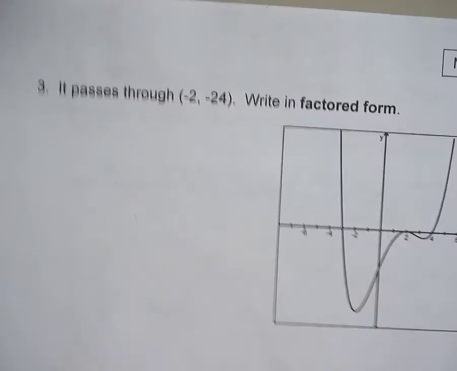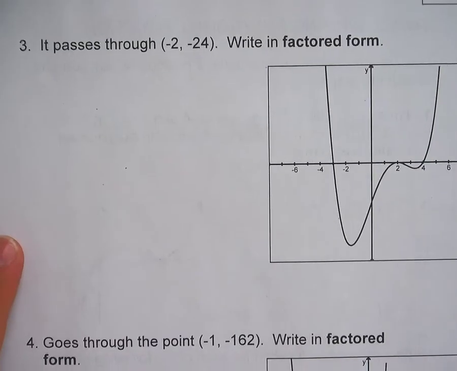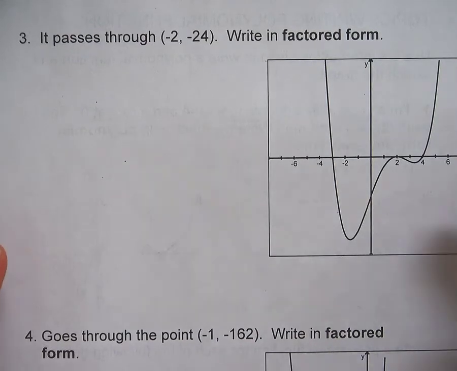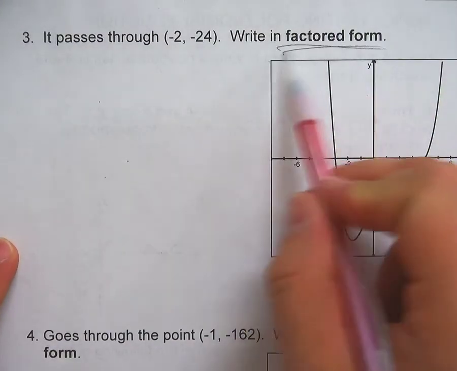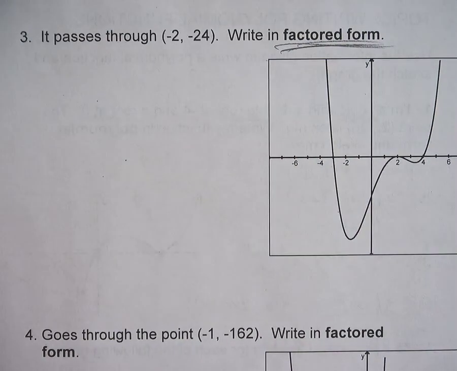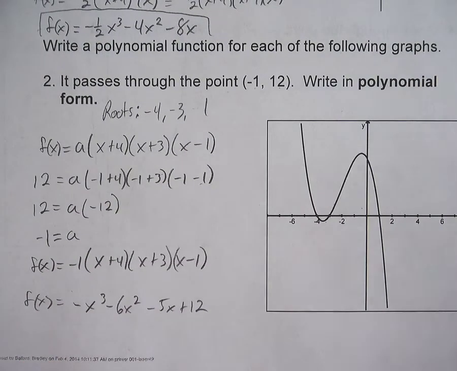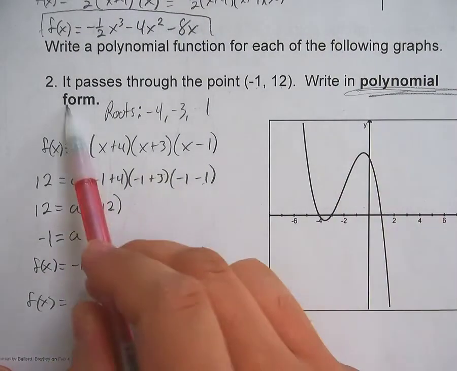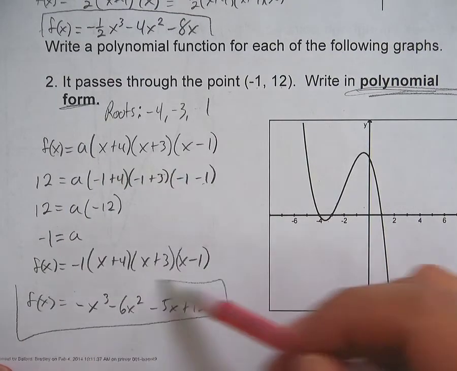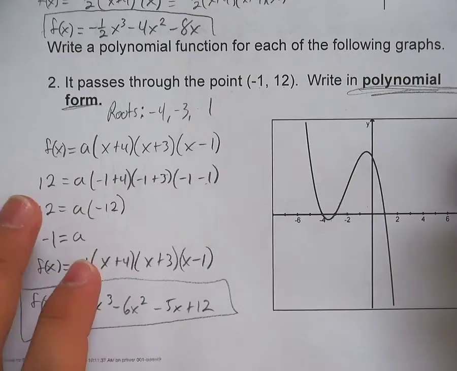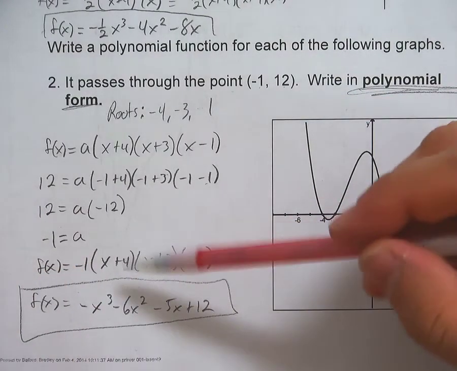All right, a couple more here. Number 3, passes through the point negative 2, negative 24, write in factored form. Now see, this is specified: write in factored form. I think the other one specified write in polynomial form. Well, that's also how you know. Write in polynomial form means multiply everything out. That's only on there to make sure you know how to FOIL.